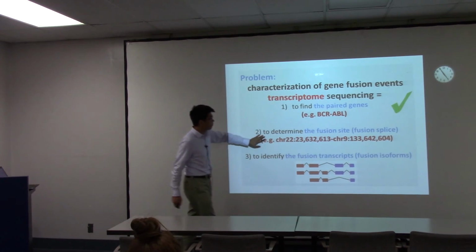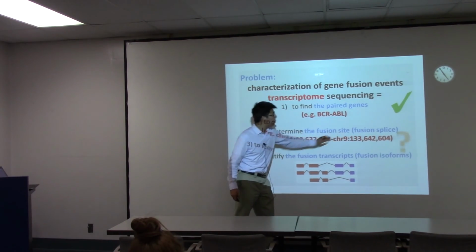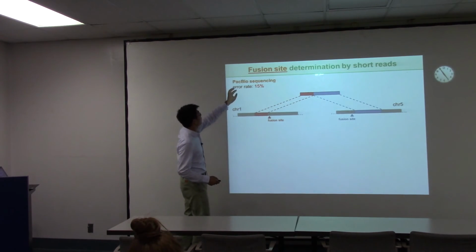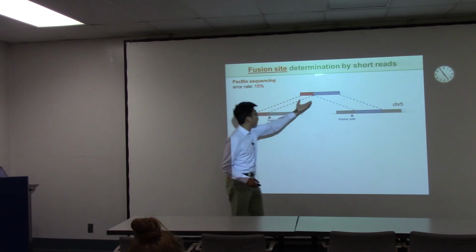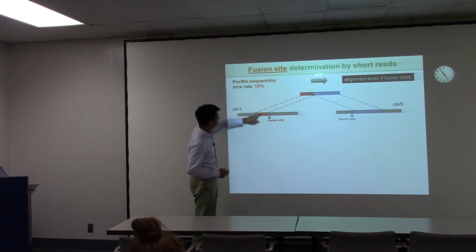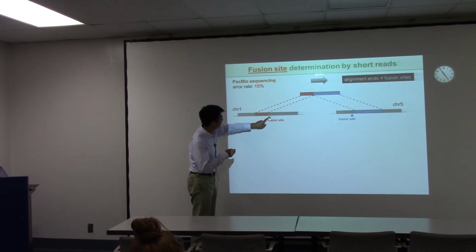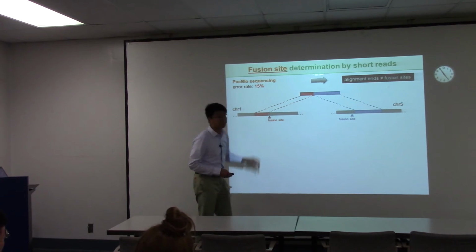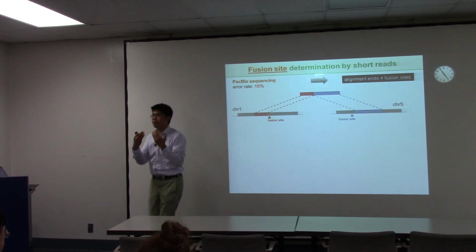And how about the second part, the fusion site? We know that when we align the long reads back to the genome, because of the high error rate of the PacBio data, it's very difficult to find the fusion site. The boundary of the alignment end here is not likely to be the fusion site, but we know the fusion site is not far away. It's in the neighborhood.